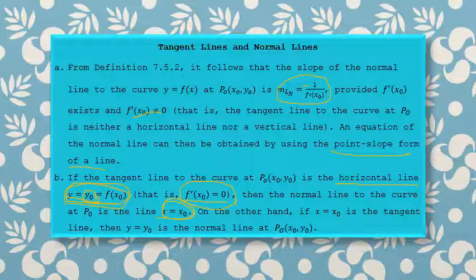On the other hand, if x equals x sub O is the tangent line, kung kabaliktaran, then y equals y sub O is the normal line. Okay, kung baliktad naman, kung si tangent line ay si x equals x sub O, then normal line yun na y equals y sub O.